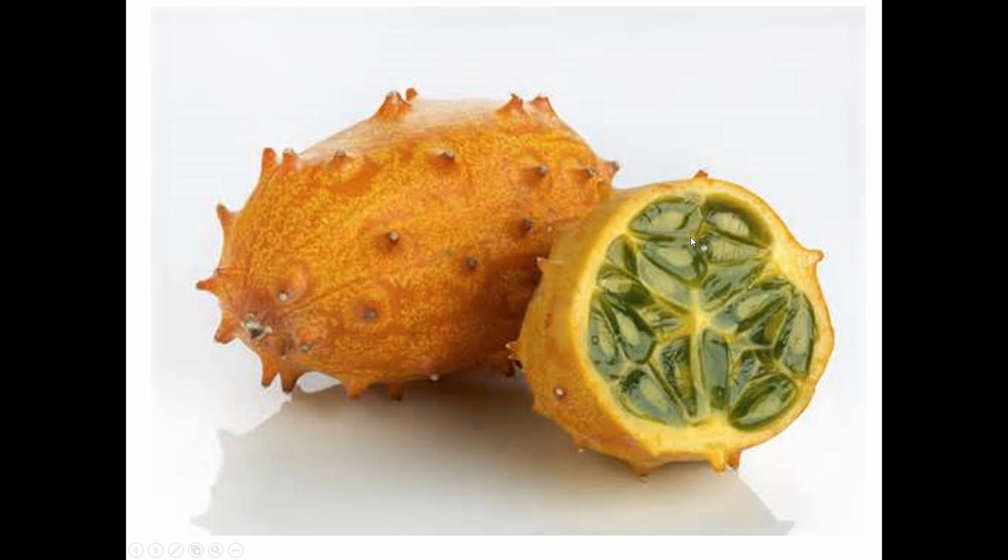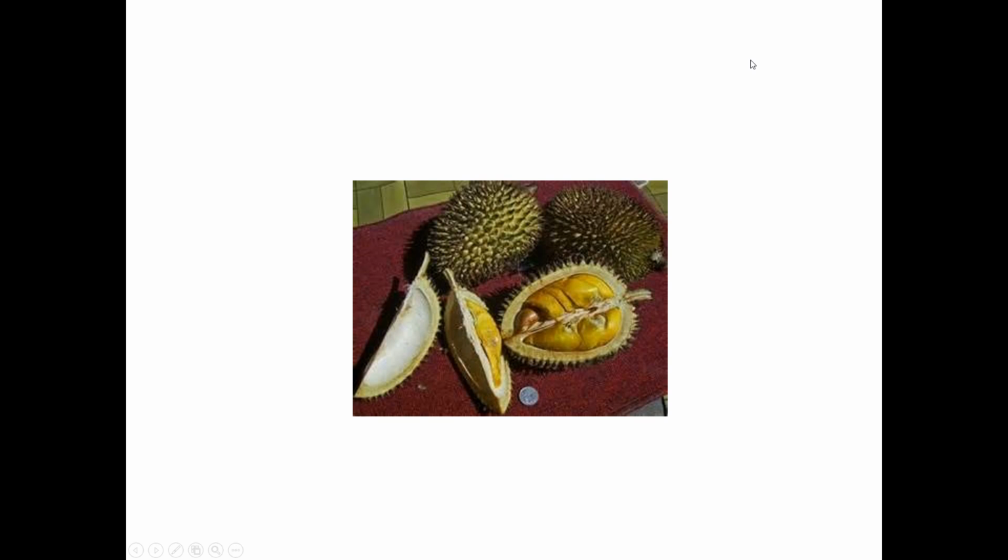This is another one you can find in our area sometimes. It's called a horned melon. It is kind of like a cross, in my opinion, between an orange and a kiwi. I don't know why kiwi comes up so often, but it's got an interesting little flavor and sort of an orangey little texture to it. You don't eat the rind of this one, so that's a horned melon.